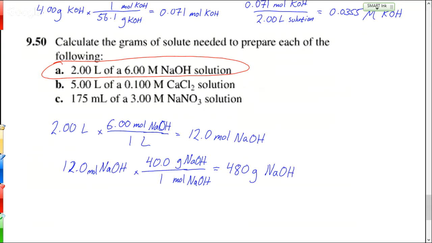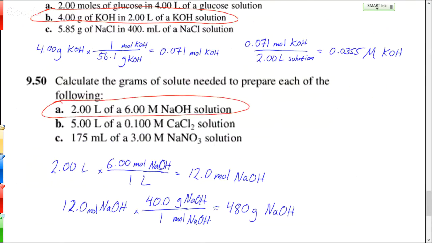So this tells us now how to make the solution. If somebody said, hey, I need 2 liters of a 6 molar sodium hydroxide solution, you'd say, okay, do the calculations. That means I need to weigh out 480 grams. I need to dilute that 480 grams out to 2 liters, and then I've got it. So you just go backwards with this one, right? Yeah, it's the opposite of what we did before.